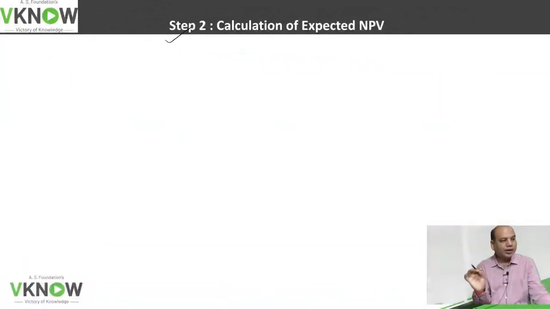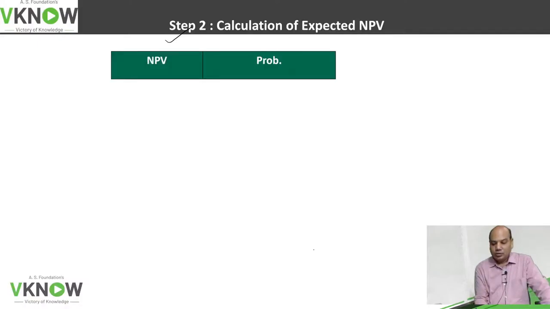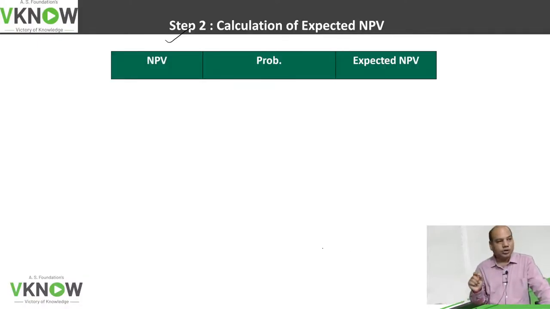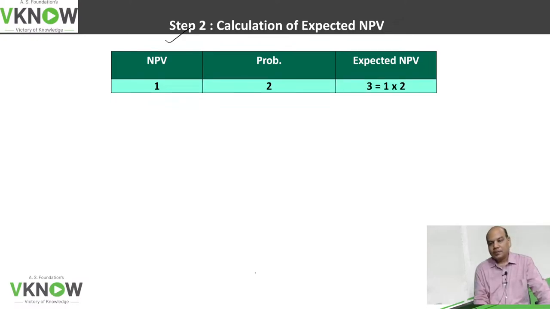Step 2, you have to write nicely. One day you have to write the same question in the exam also. Then how do you present it? Calculation of expected NPV, three columns. One column write NPV, second column probability, third column expected NPV. Under that write NPV column number 1, probability column number 2, expected NPV column 3 is equal to 1 into 2.